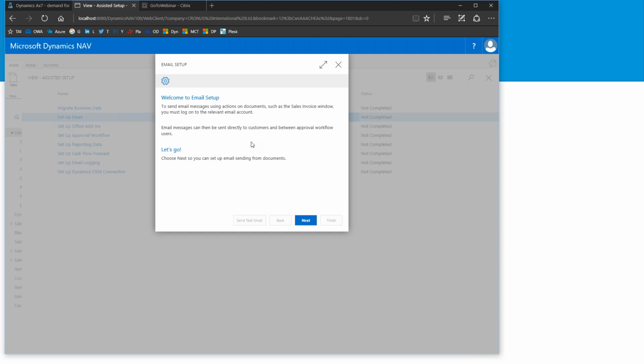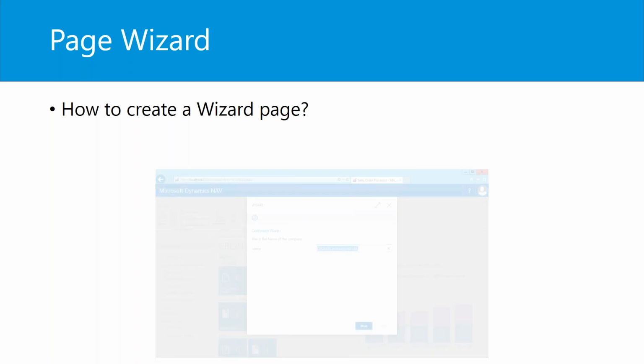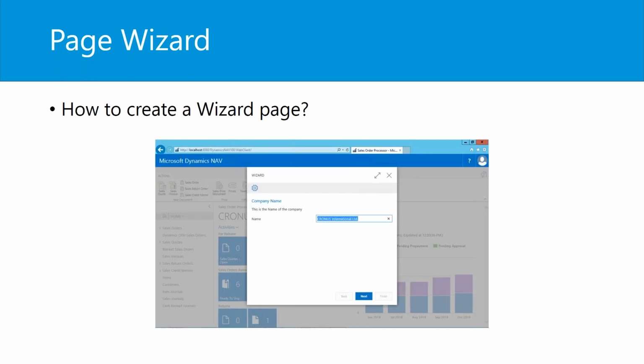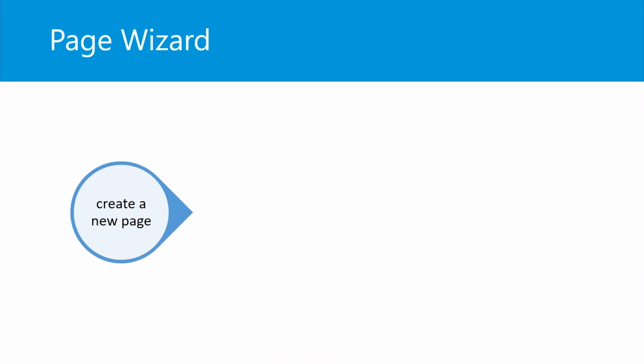So on one hand, it's very interesting to know that we have these assisted setups. On the other hand, it's also interesting to know, hey, how can I create this type of wizard page? So let's have a look at typically how you can build a wizard page. It's not rocket science. It's not completely new. The page type already existed in previous versions, but right now it's used a lot in the application. So to get started to create a wizard page, you will go, of course, to your page object. You will create a new page.